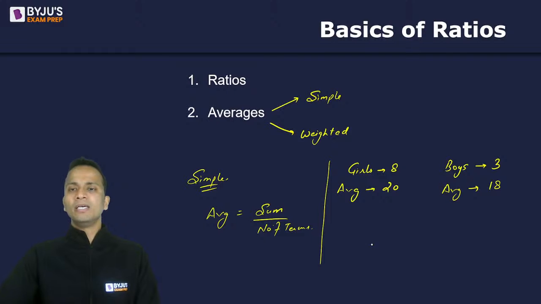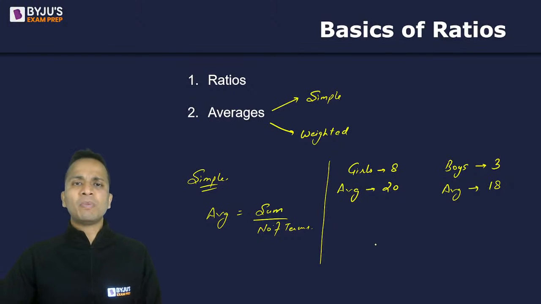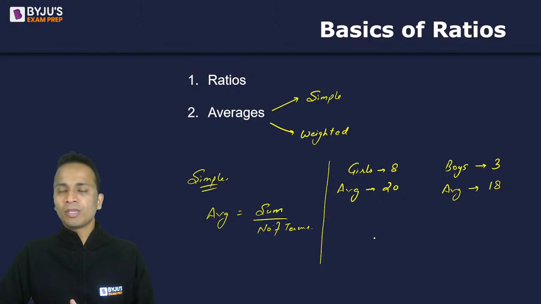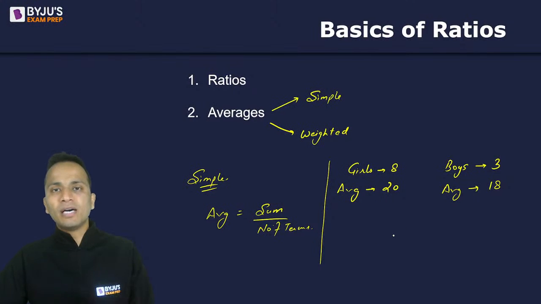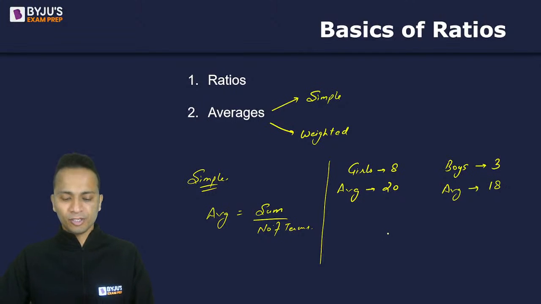All right. So 8 girls whose average marks is 20 and there are 3 boys whose average marks is 18. Now if I combine this group of girls and boys, then what will be the average of this entire group of children? So the average that is calculated in this manner is called the weighted average. So how will I find the average here?